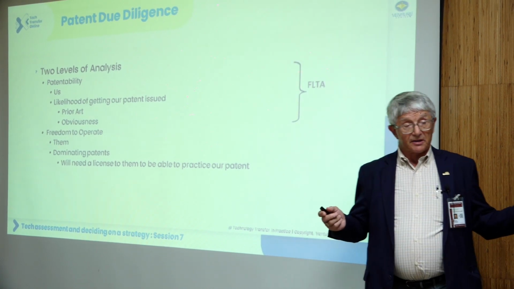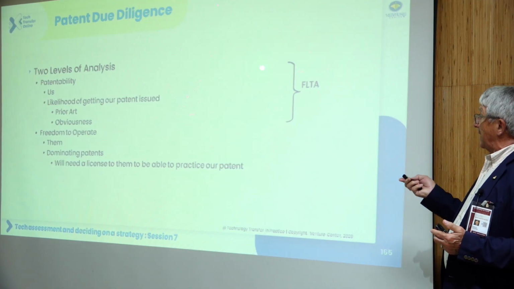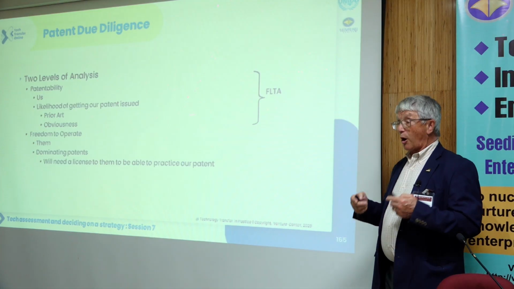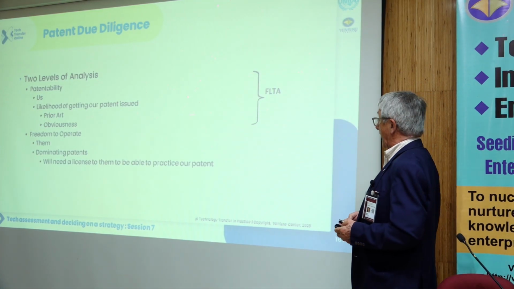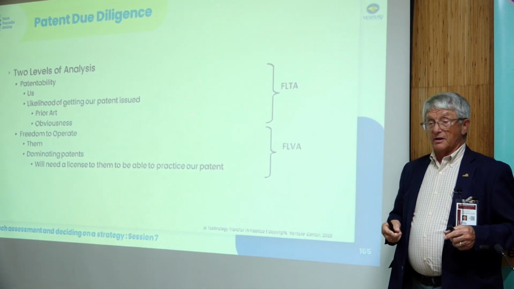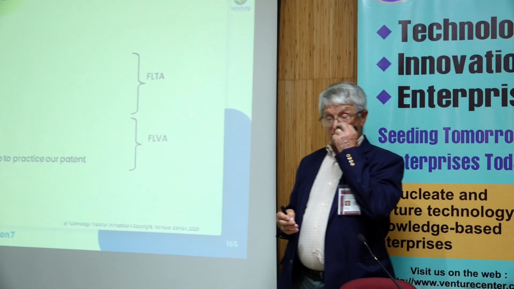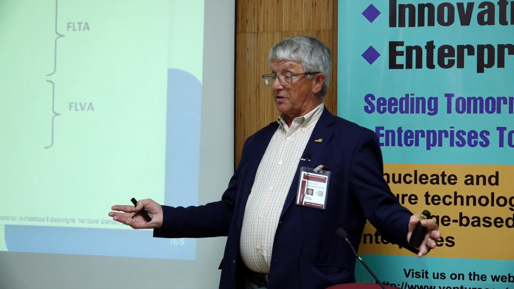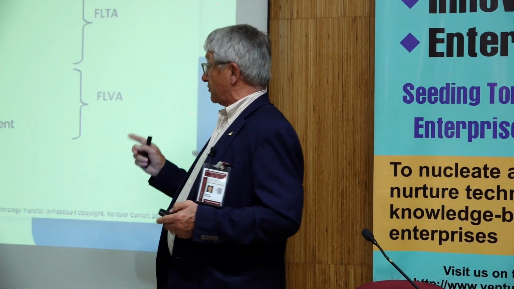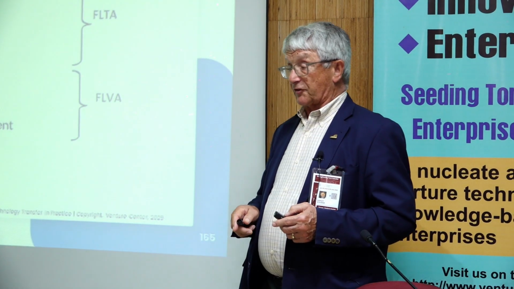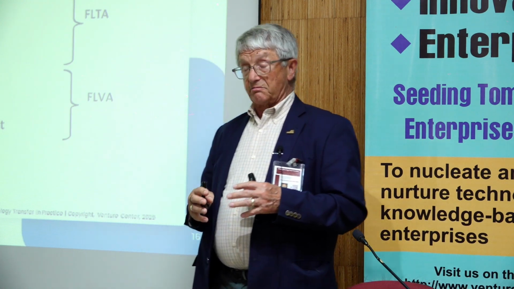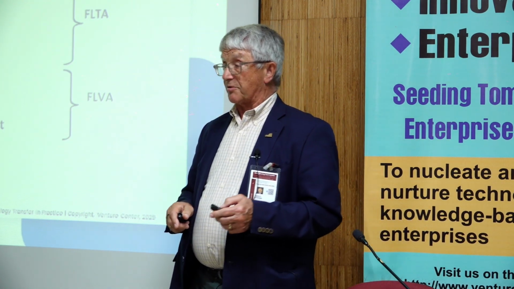In the academic space, we normally only look at patentability. That's what we do in the first look technology assessment. Are we going to get a patent? And the freedom to operate normally is done when people want to set up a new venture. Now, if you're going to do the new venture, then you're going to have to do a freedom to operate analysis. But if you're licensing to an existing company, then you leave them to do the freedom to operate.